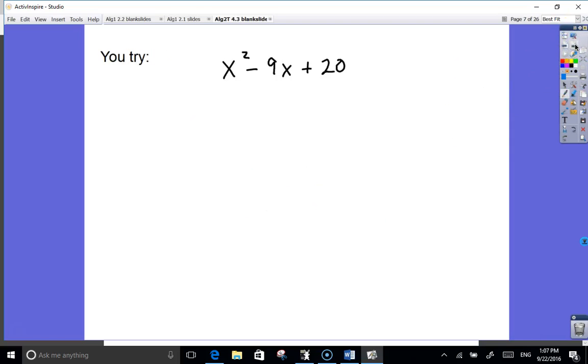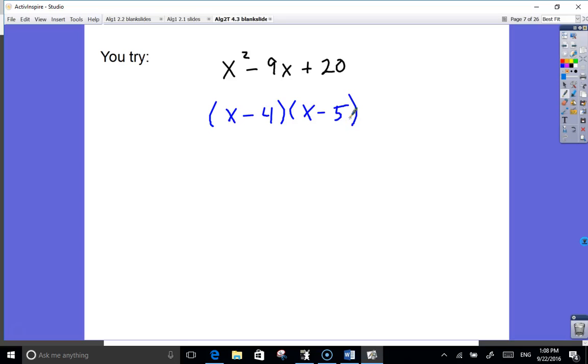Okay, so try that one. Okay, so what was the right factoring? Does it matter if you reverse the order? The commutative property says it doesn't matter.